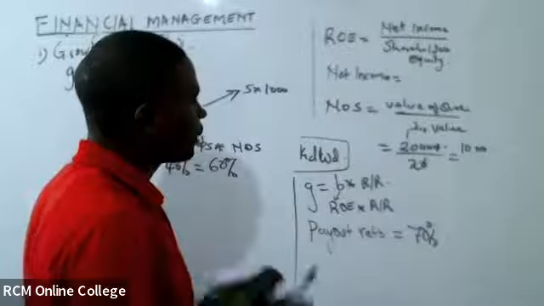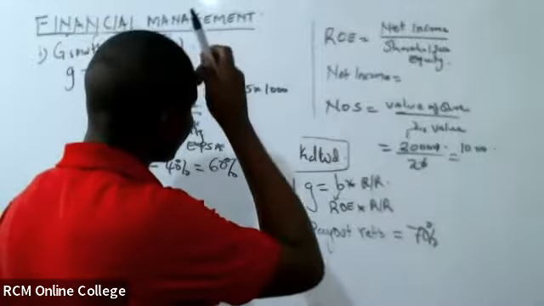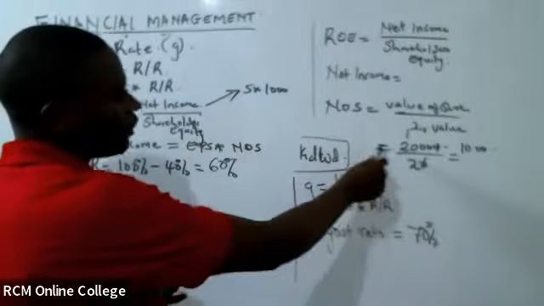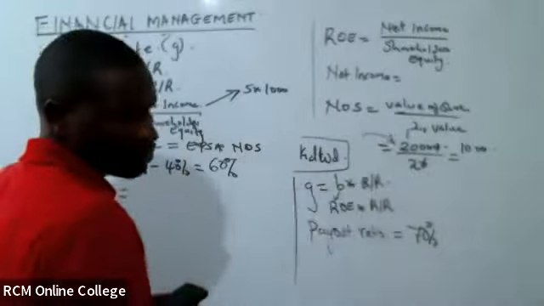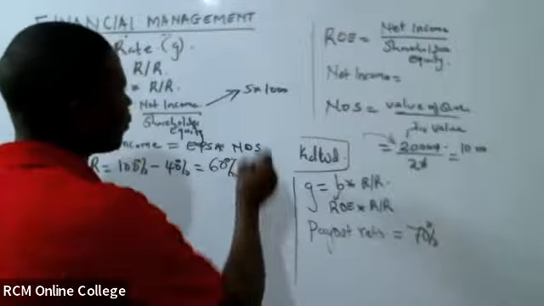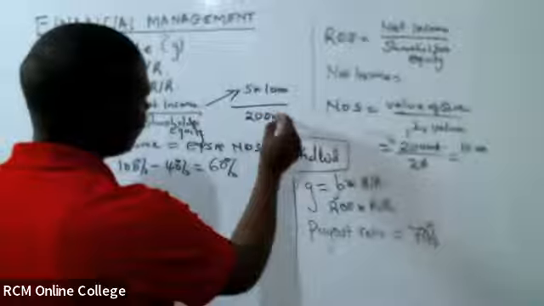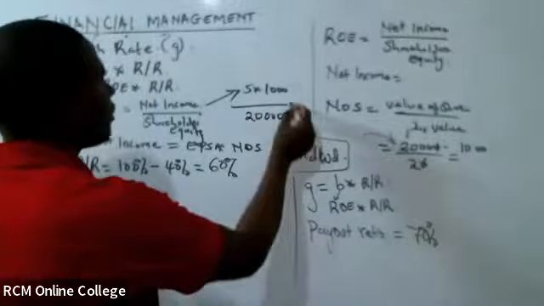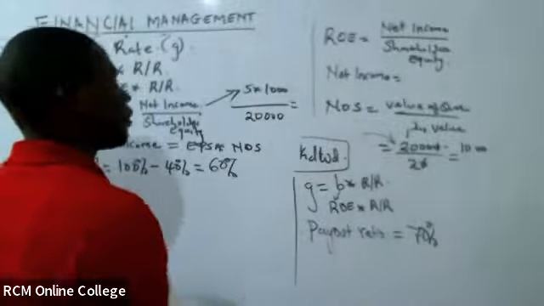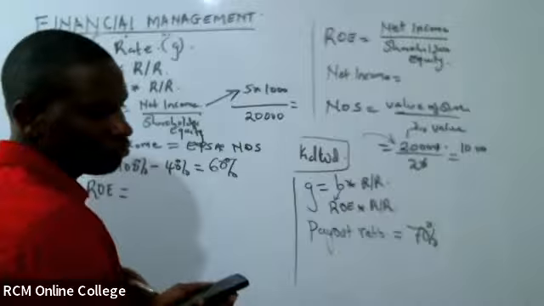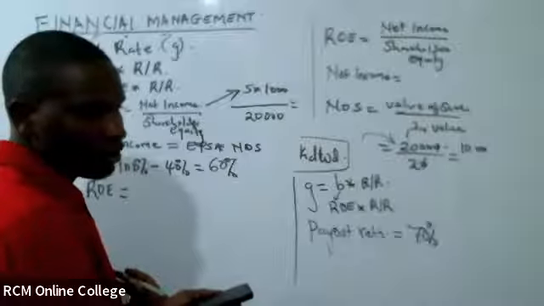Let's continue. So already we have 5,000 as our net income, and our shareholders' equity is 20 million. That's the value there, so I divide by 20 million. Who can give me the ROI here? What is the ROI?